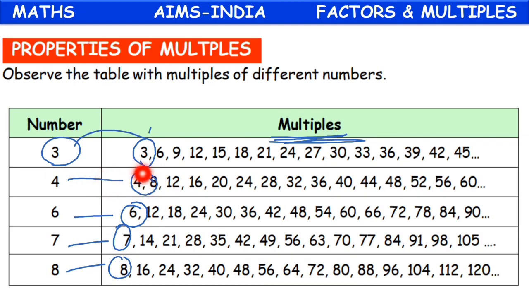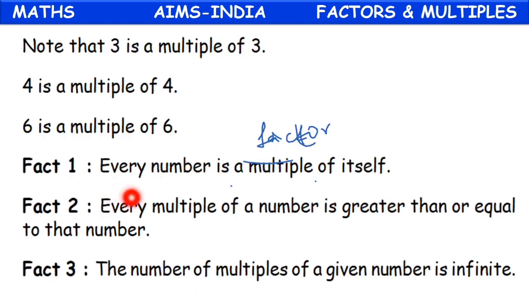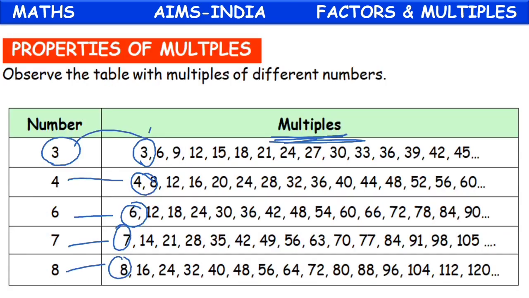Next, if we observe the values of multiples, all the values are either greater than, see 6, 9, 12, all these are greater than our number, or we have 3 which is equal to the given number. So what can we conclude? That the multiples of a given number are always greater than or equal to the number. See, every multiple of a number is greater than or equal to the number.